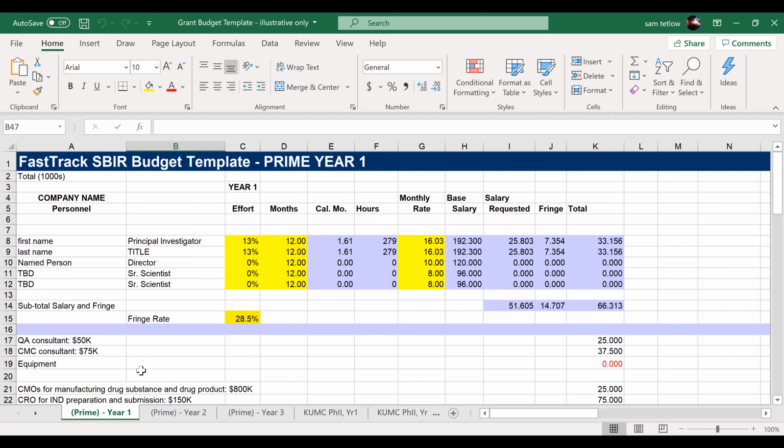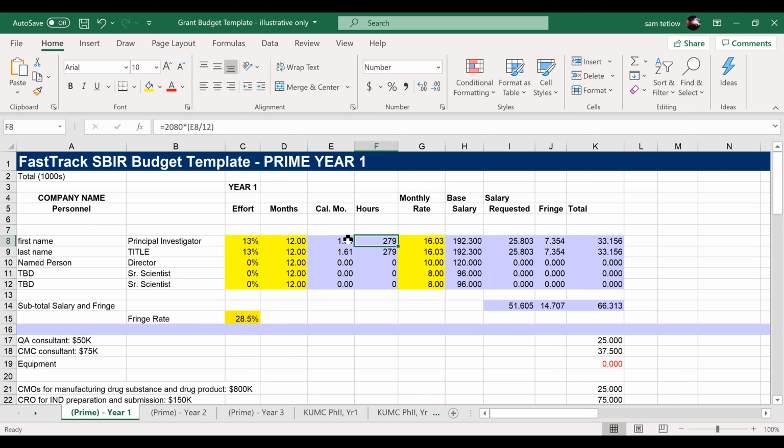To walk through a little bit of detail on each of those sections, the way we build and the way you often would build is to input the yellow highlighted cells. You would put in the monthly salary. Oh, look at that. We hit the NIH cap with their annual salary divided by 12. That's their monthly rate. We're going to have a 12-month phase 1. They're going to have 13% level of effort.